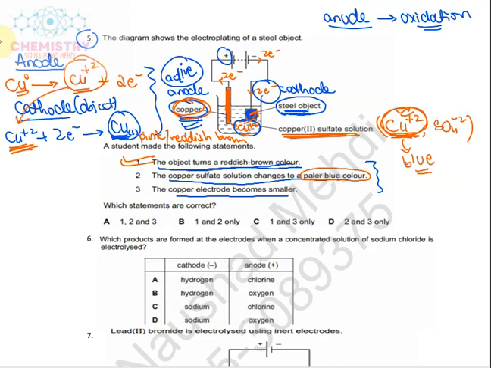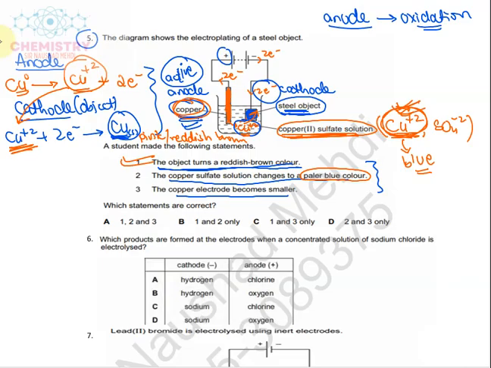So the concentration of the copper ions which was initially in the copper sulfate solution is not getting changed. Whatever copper ions are present in the solution are not changing. So it means that the color of the solution is not going to change, because the concentration of copper ions is not changing.